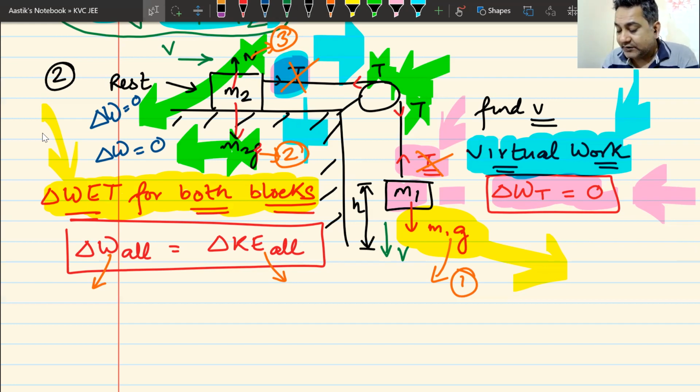Work done by all forces is equal to change in kinetic energy of all the bodies. You have the answer straight away. I had given you this question for homework, but I don't think you would have done it. Anyways, I had to discuss it in any case. Work done by all the forces: the only force that is remaining is this gravity, M1G. Now, how much work does this do? This block falls down by H.